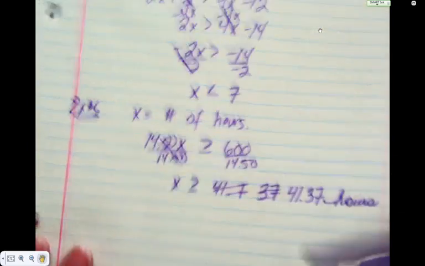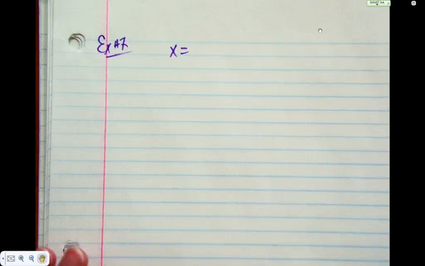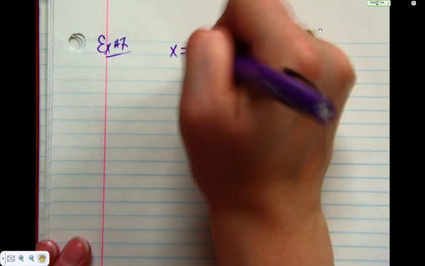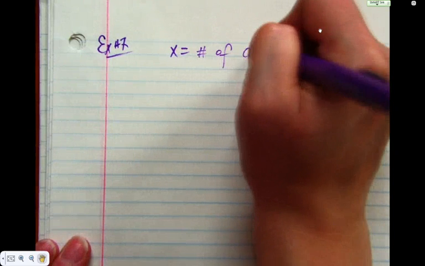We need a variable. What variable would you like to use? What would you like to define X as? Number of dog houses.